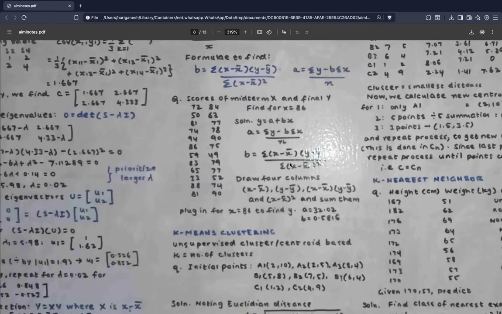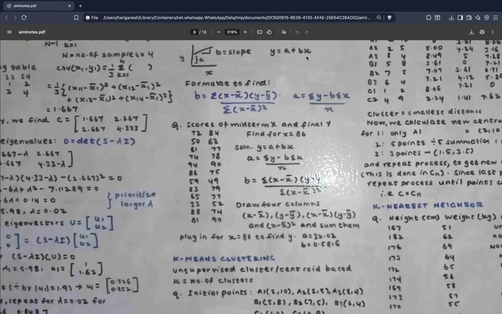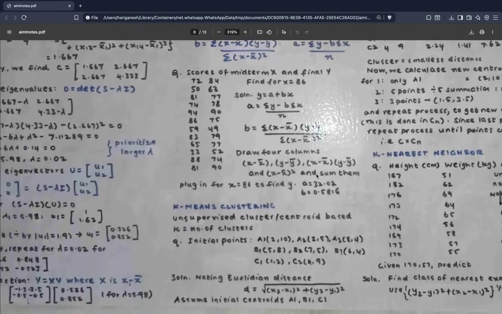The easiest way to remember this is to always draw four columns next to this table: x minus x bar, y minus y bar, then the product of these two, and then x minus x bar the whole squared, and you sum all of these. Now you plug in, you sum all of them, you find b, and then you find a. It's fairly simple. You sum y, which is all the values of column y, sum x, all the values of column x, b times summation of x divided by n, and then you find a and b. Then you plug it into this equation, y is equal to a plus bx, where x is equal to 86, b is the value you get, and a is the value you get. So here we have the values: a is equal to 32.02, b is equal to 0.5816.